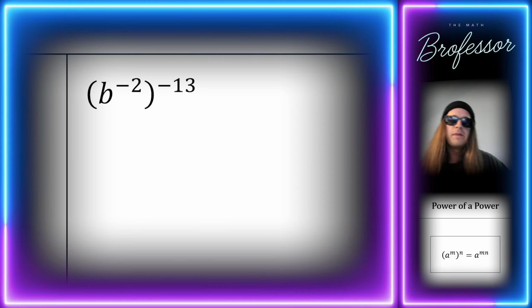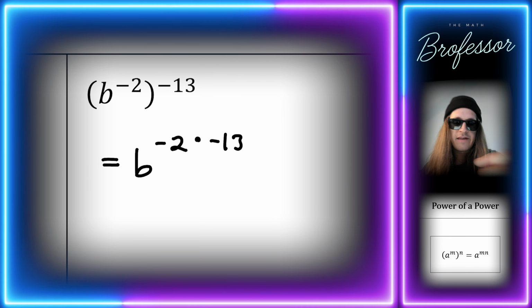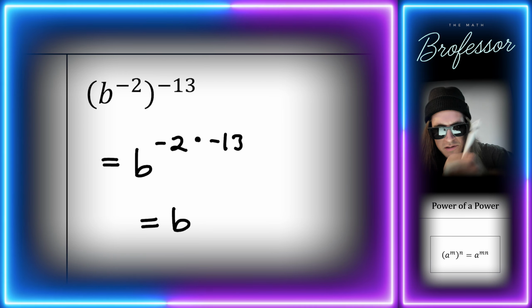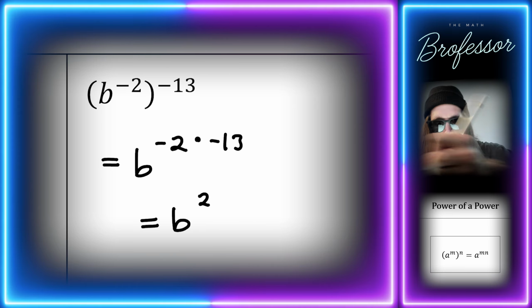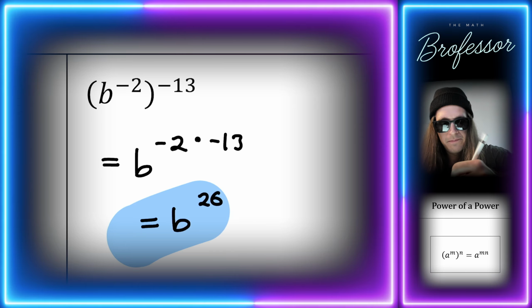Same thing, even if you have negative exponents, it's the same. Now be careful, this is not negative 2 minus 13. Because of the parentheses, it's a power to a power. So right here, it is b to the negative 2 times negative 13. And a negative times a negative is a positive. 2 times 13 is 26. This turns into a positive 26 right there.